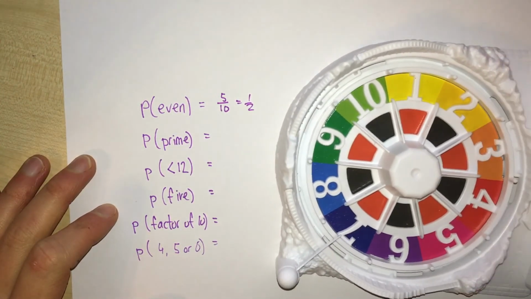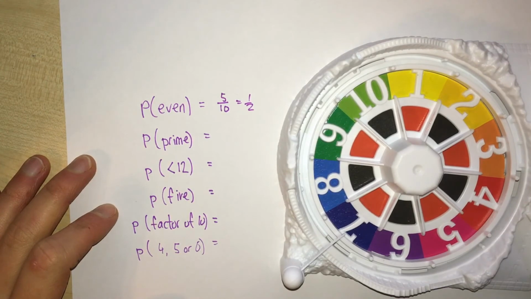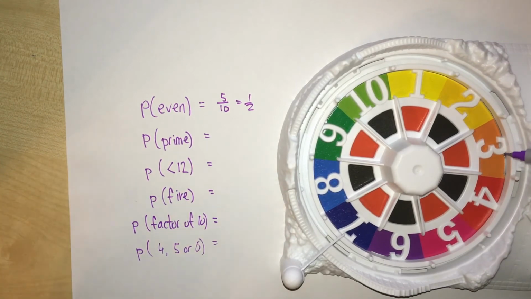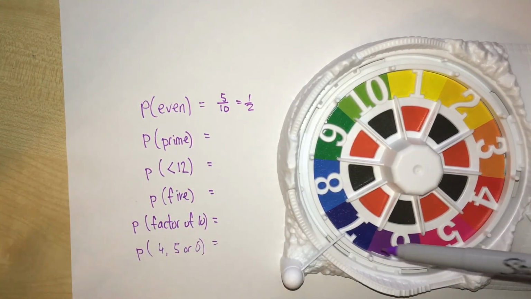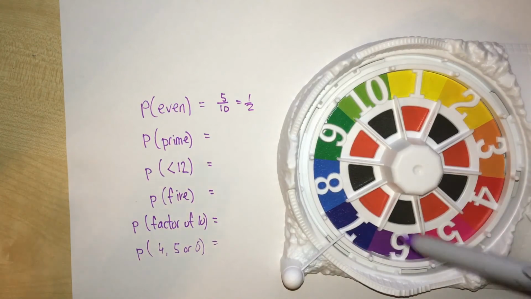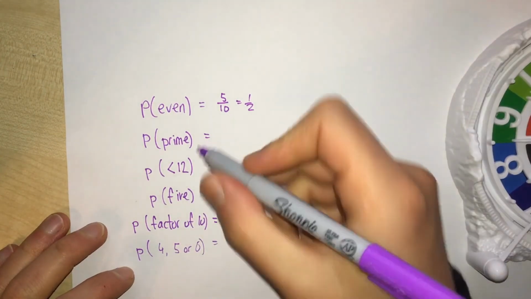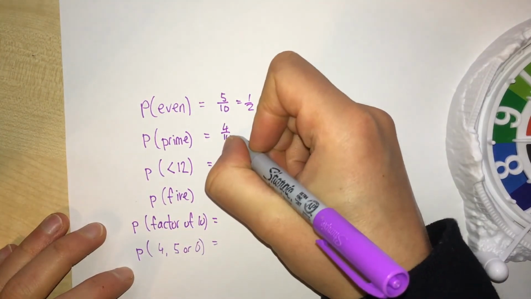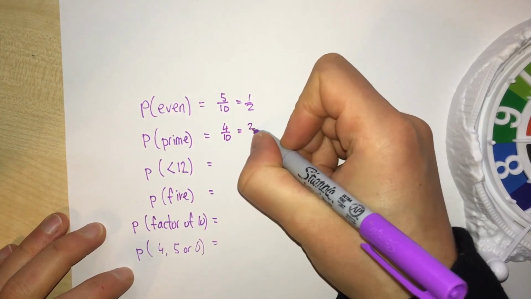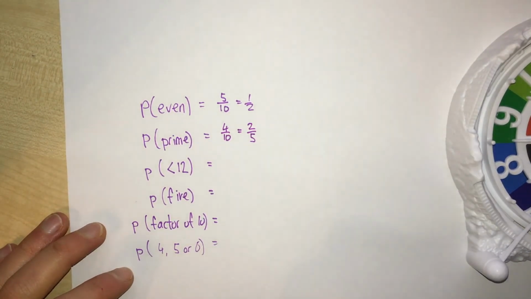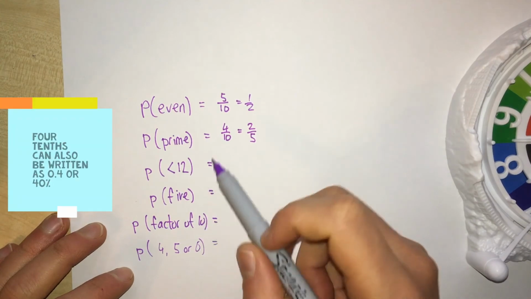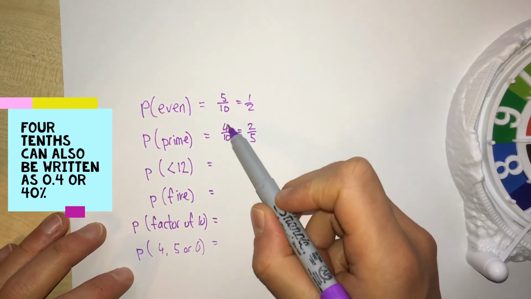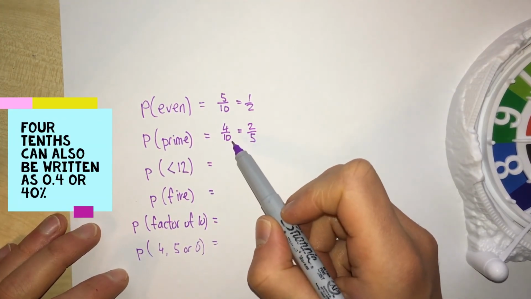How many of the numbers on the spinner are prime? Well, there's 2, 3, 5, and 7. That's 4 out of 10. And that's the same as 2 out of 5, or 2/5. You could express this, of course, as 0.4 or 40%.